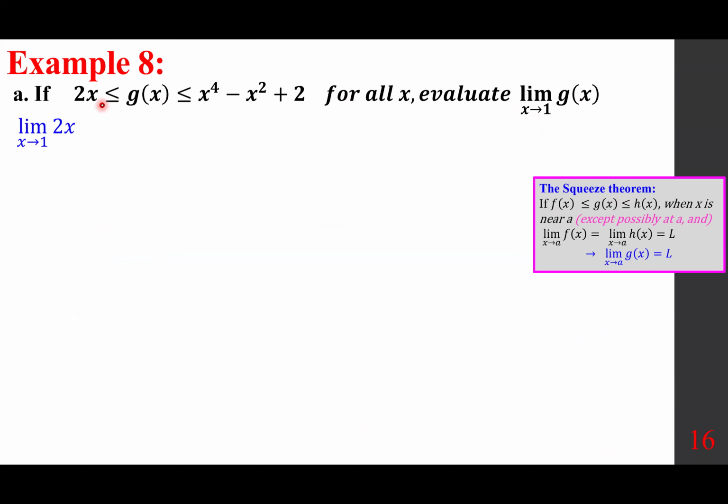The limit of 2x as x approaches 1 is obviously 2. And the right piece, the limit of x to the power of 4 minus x squared plus 2 as x approaches 1. It's 1 to the power of 4 minus 1 squared plus 2. And I hope you know that this is 1, this is -1, cancel each other, we get 2. So this is +1, this makes it negative, don't mix them up.